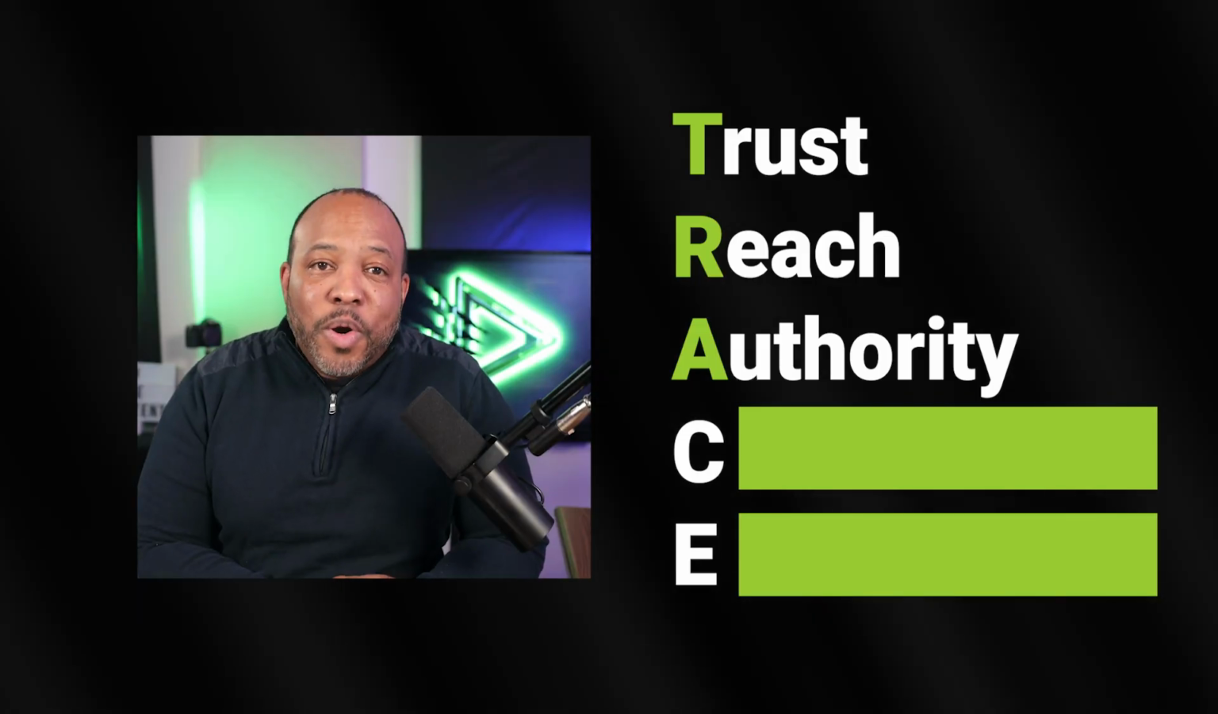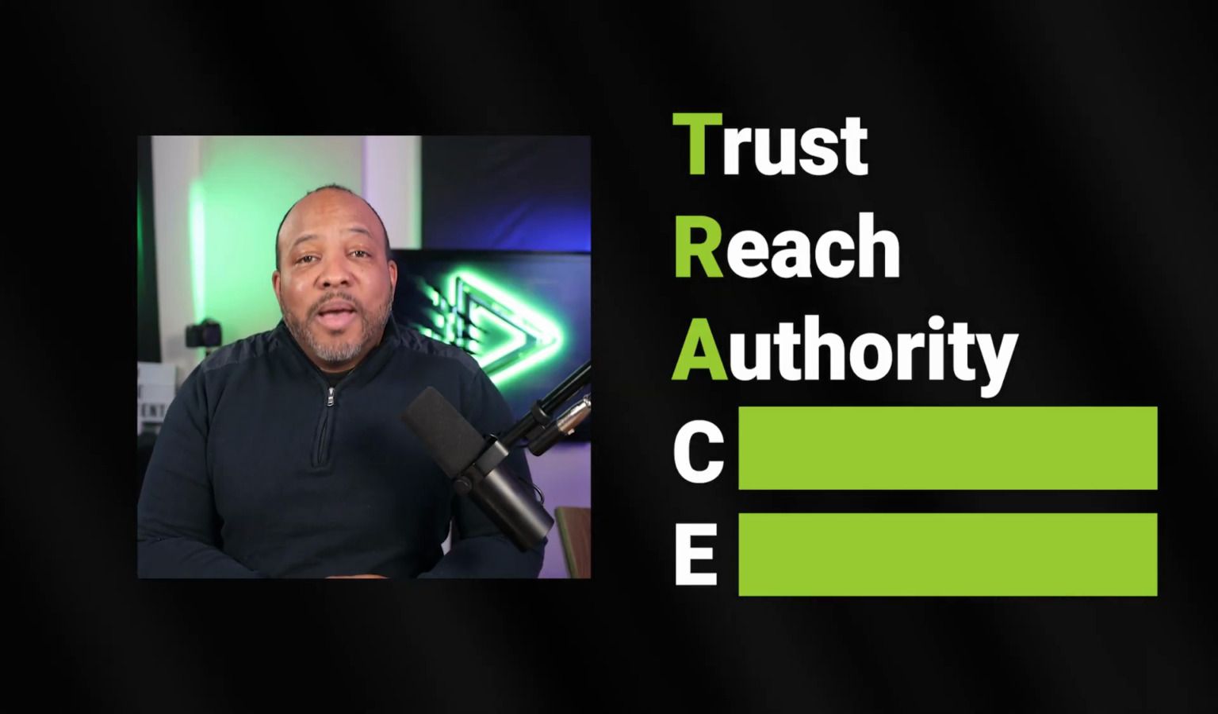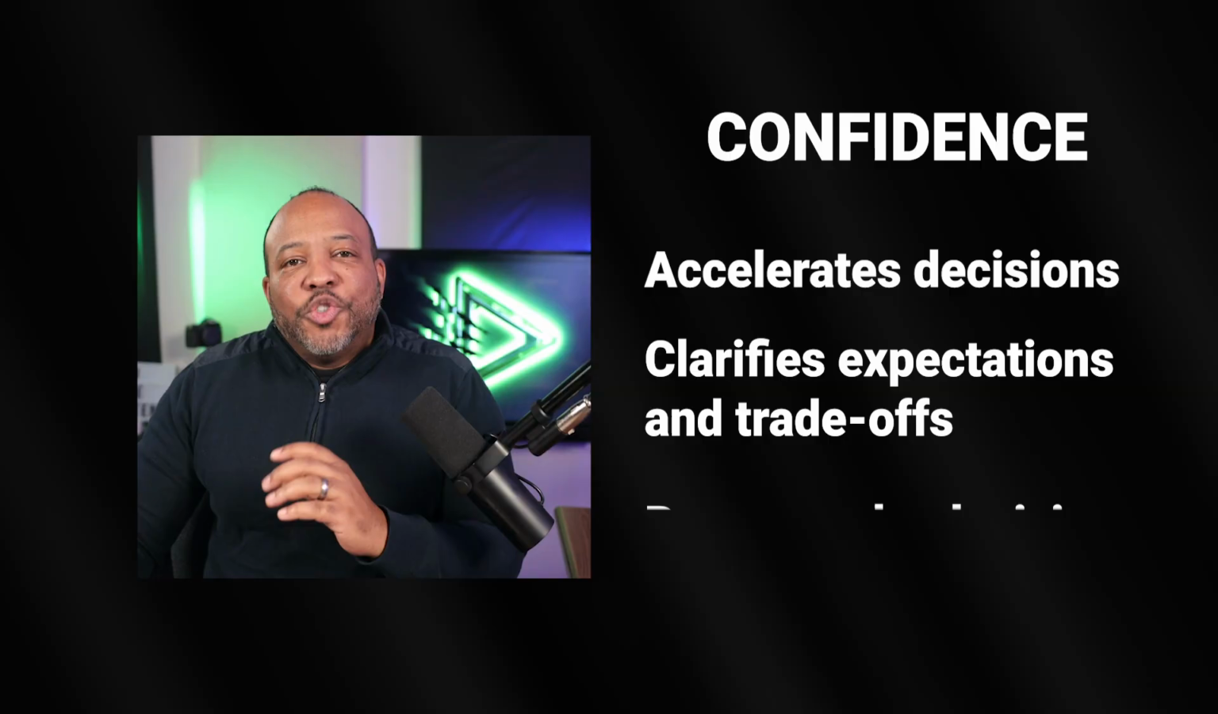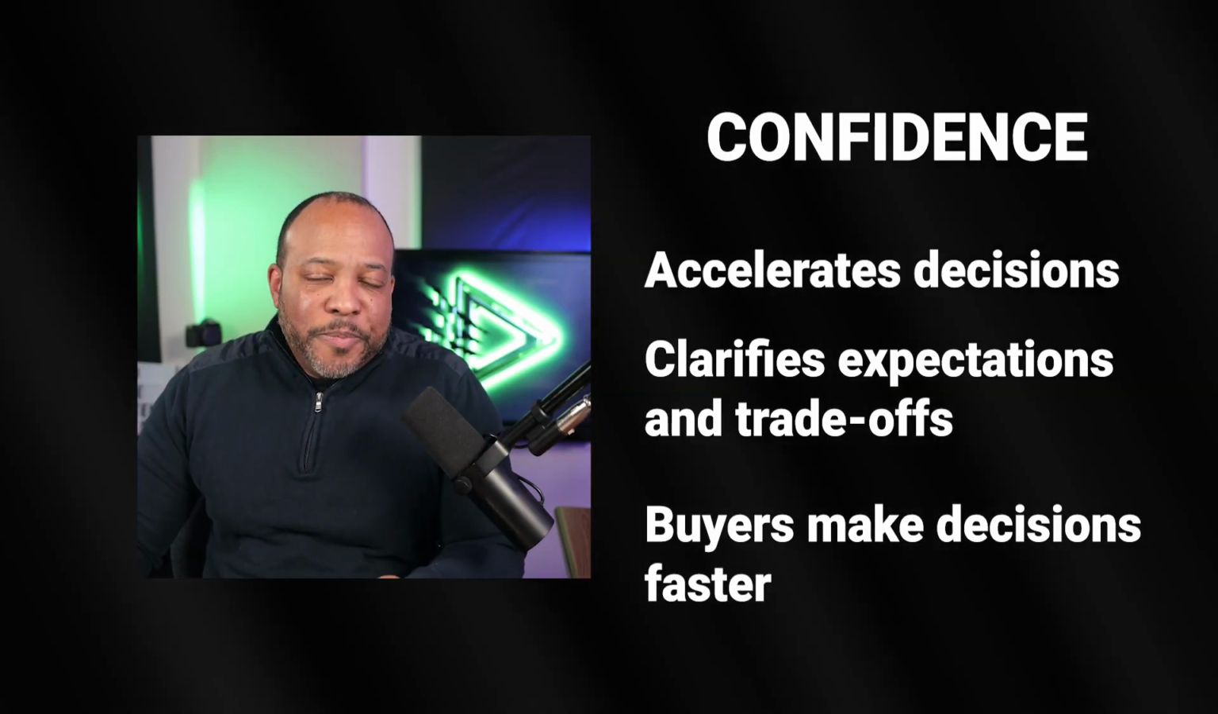So, next after T for trust, R for reach, and A for authority in the TRACE framework is C, confidence. Confidence is what accelerates decisions. Confidence means your content clarifies expectations and trade-offs so buyers can make decisions faster. Buyers don't stall because they dislike what you're offering. They stall because they're unsure what happens next, what it costs, what the risk is, and what they're choosing between. Confidence content removes ambiguity because ambiguity is a deal killer. Content that builds confidence speeds decisions by making expectations and trade-offs clear.